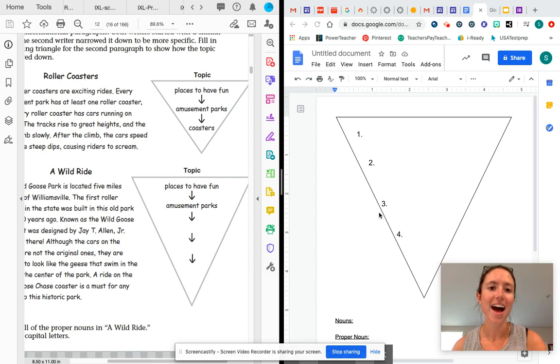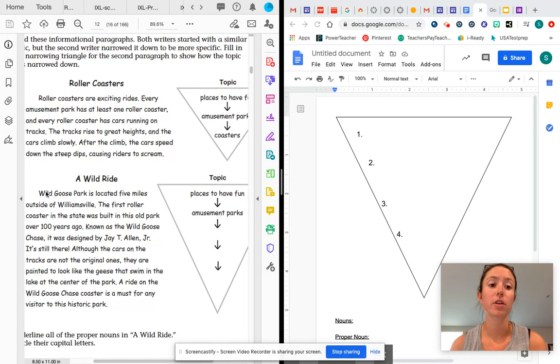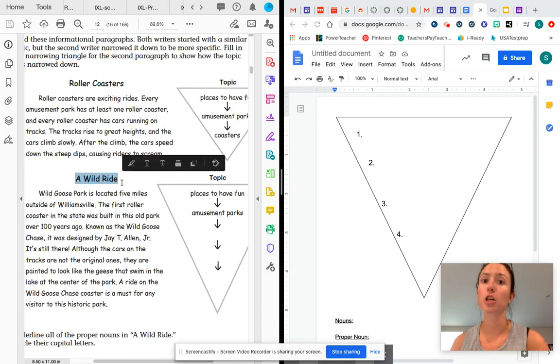Hi guys. So by now you should have gone through your Google form and you should have read your two articles on the roller coasters and the wild ride and answered your first question, which one you thought was more interesting and why. You should have come up with the conclusion that a wild ride is much more interesting to read than roller coasters.